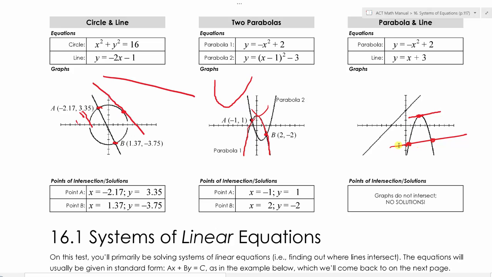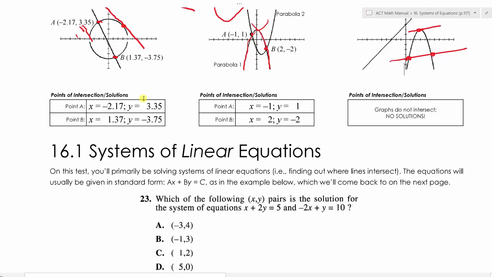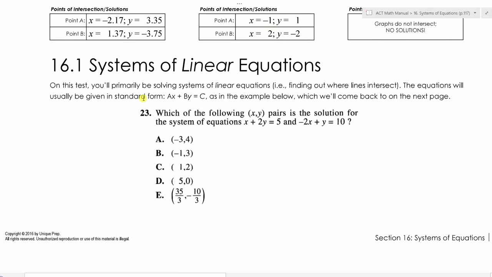So again, what we are doing when we're solving a system of equations is we're finding the points of intersection. We're finding the x and y values that lie on the graphs of both functions, both circles, both lines, both parabolas, and so on.